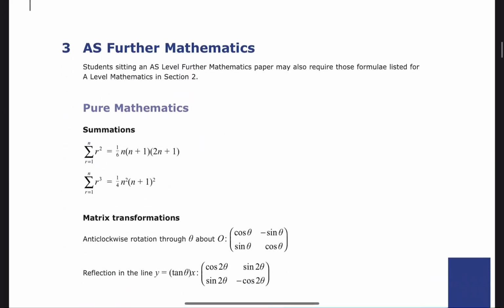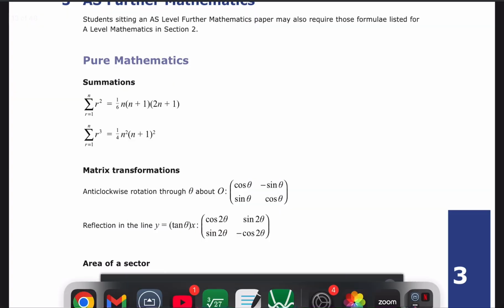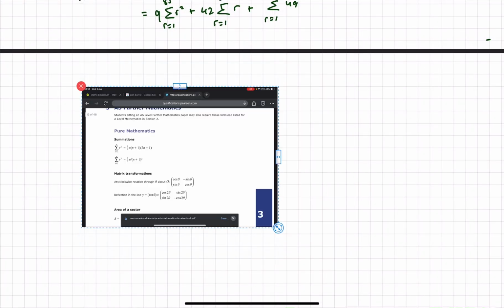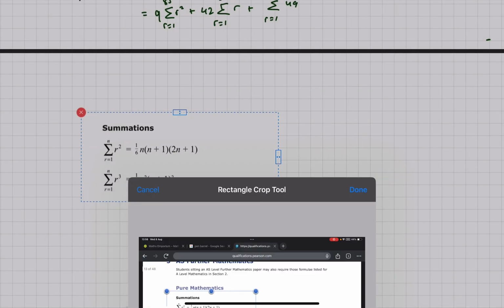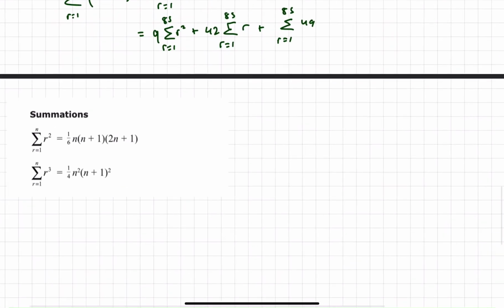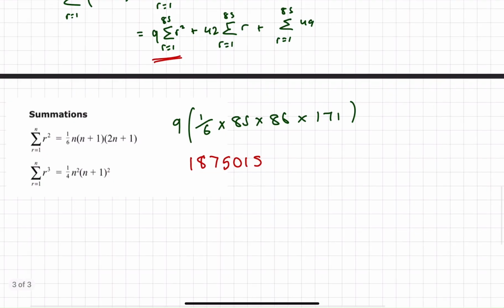Okay, I'll just get a bit more space. Back to the formula booklet. I need to get the sum of these series, which is here. Cool. So I'll screenshot that there. Okay, so we're doing the first one, r squared, so we're doing 9 lots of 1 over 6 times n, with n is 85, so times 85 plus 1, 86, times 2 times 85 plus 1, 171. Okay, so this bit here is, I'll type this all in, 1 over 6 times 85 times 86 times 171 times 9, and get 1875015.